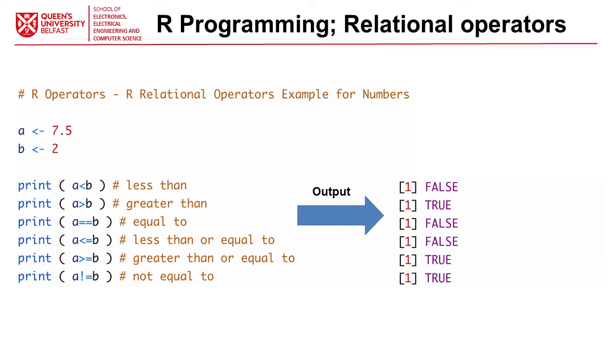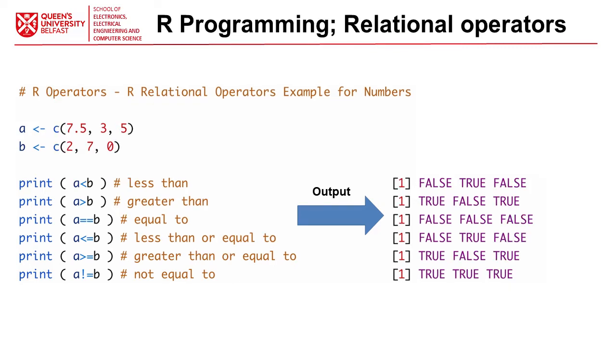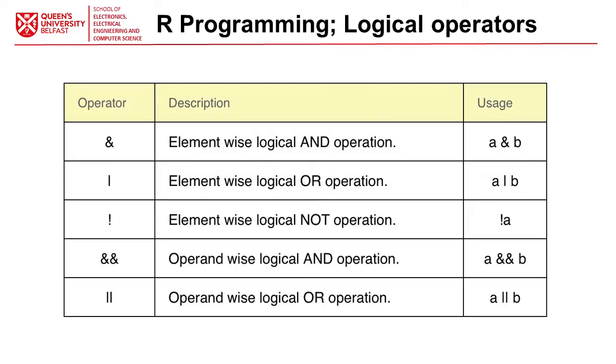Okay, and again similarly we have it for vectors, which is again index by index: the first elements are compared, the second elements compared, the third, etc. It could be any vector with any length. And the result, as you can see, is going to be a vectorized result of true or false. Okay.